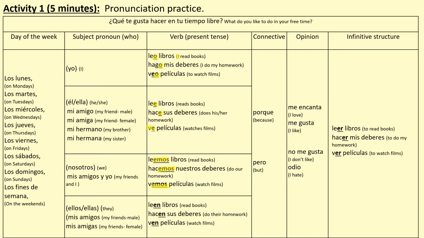Hacen sus deberes. Ven películas. Muy bien, so you'll notice they all ended in N, of course, because they were saying they do those things.